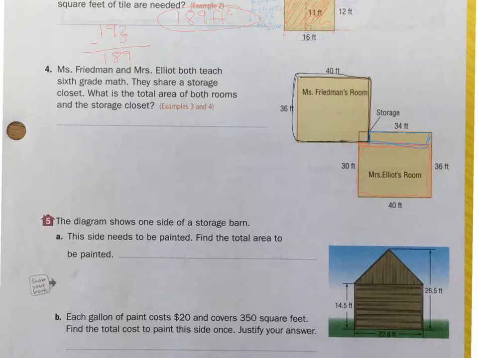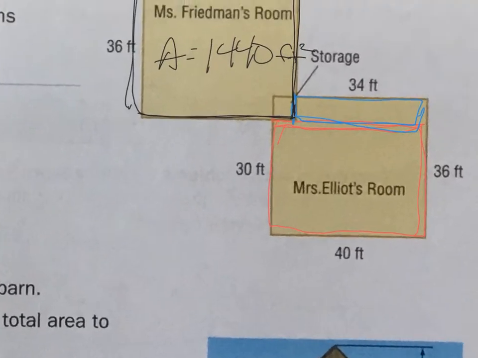So this Miss Friedman's room is a 40 by 38. It's a parallelogram. Area equals base times height. Area equals 36 times 40. And 36 times 40 is an area of 1440. And we're talking about feet squared. Okay, I'm going to make this a little bigger here.